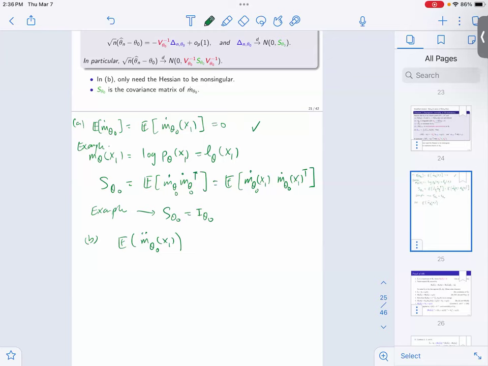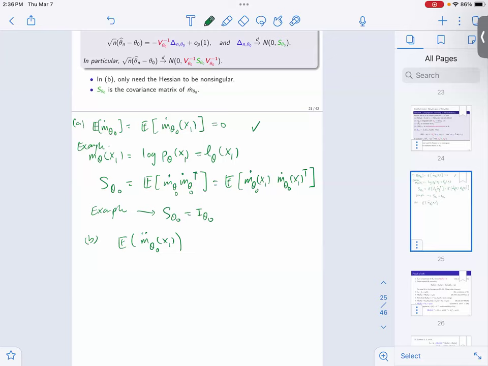Oh, is it the log? In the exponential family, everything is basically related to the log partition function. Yes, it would be like the Hessian. That would be the Hessian of the log partition function that you're thinking about. I'm talking about the log.